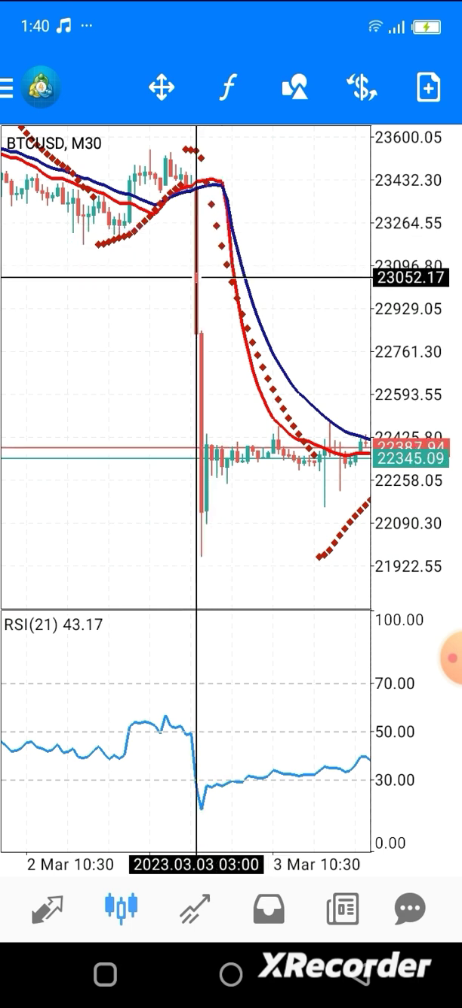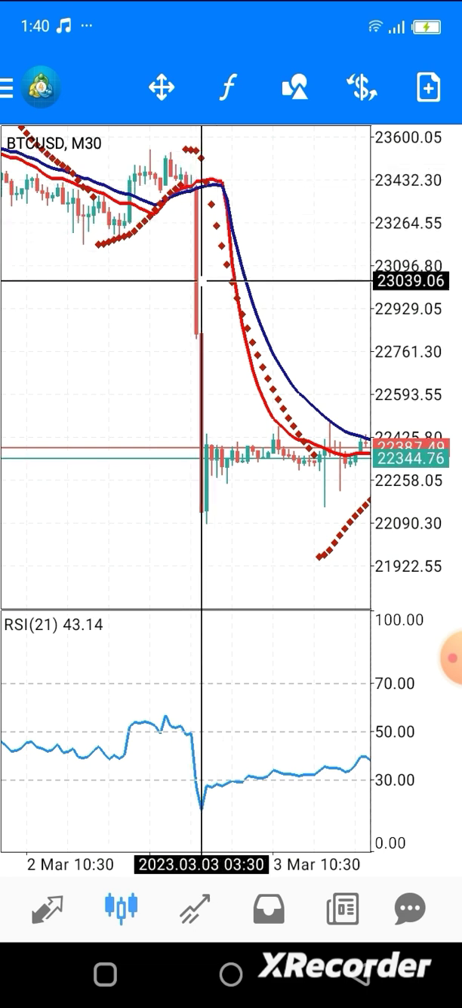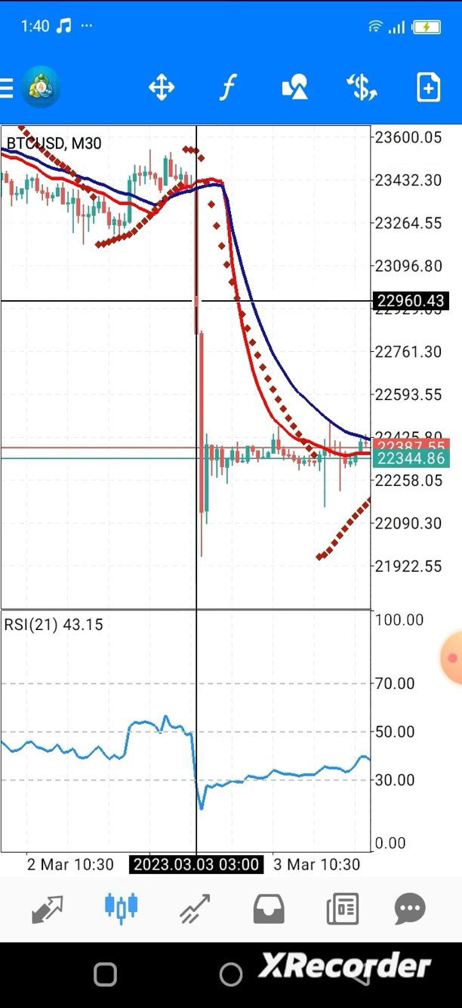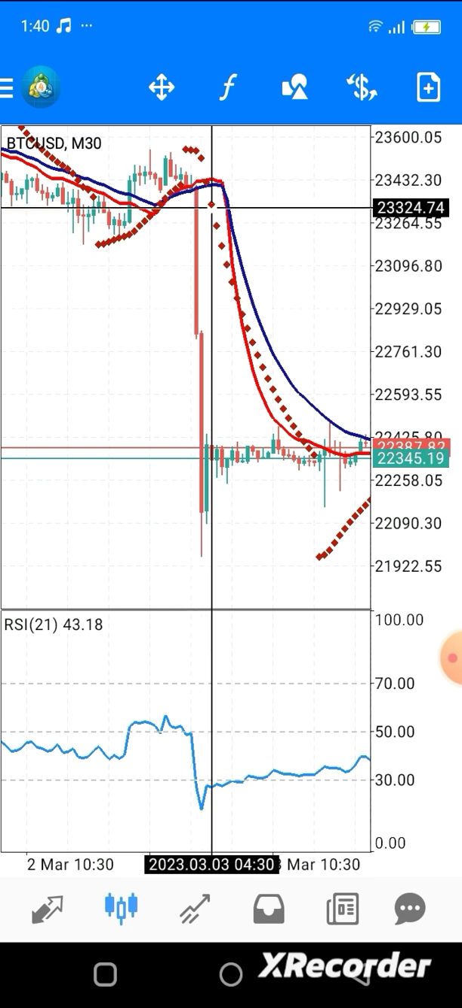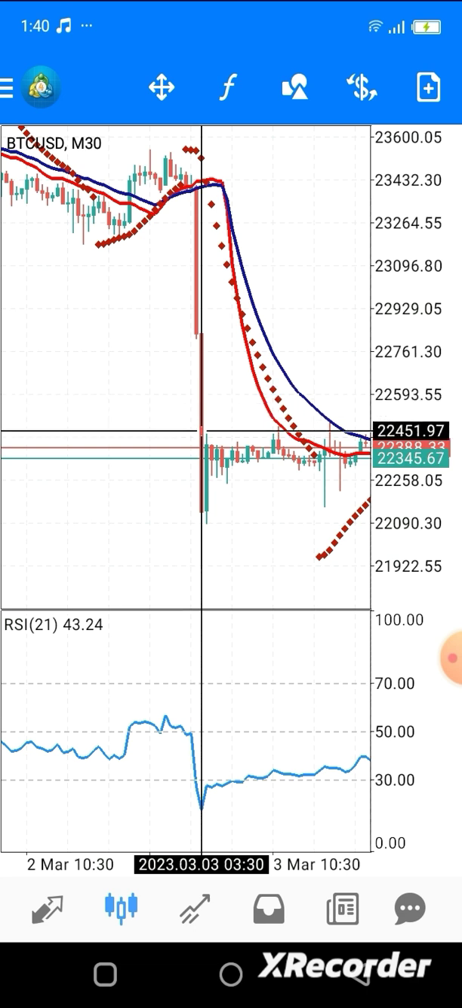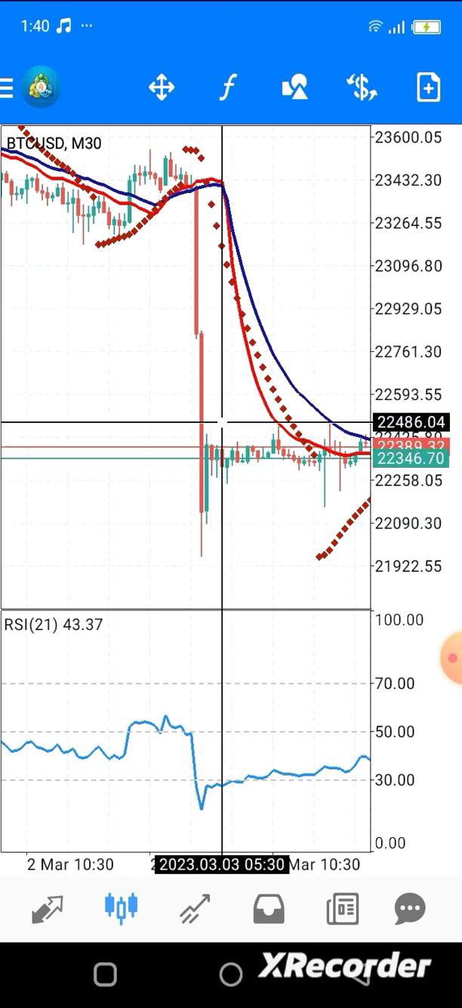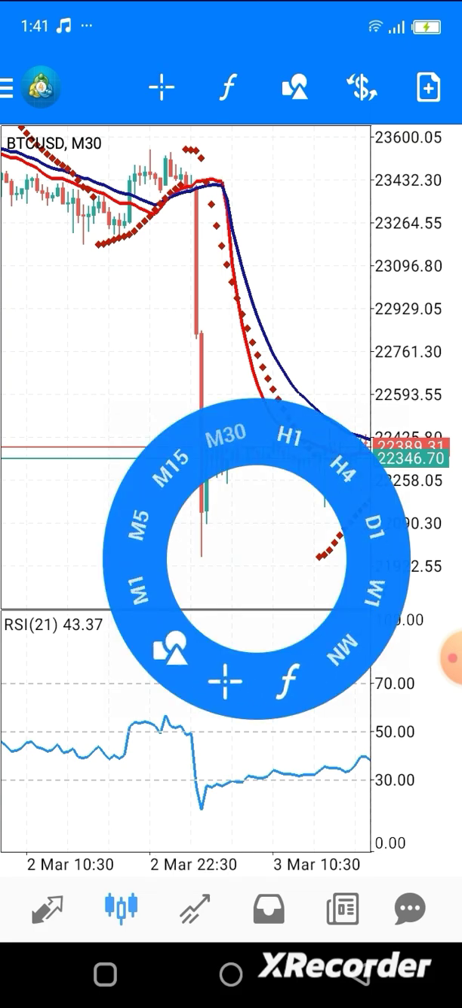So if you are using 15 or 5 minutes time frame, before this big candle, you will have made a lot of profit. Before this big candle, you would have been in the market, set your stop loss, and waited for the market to fall. As you can see, look how BTC fell days ago. Let's go to 5 minutes time frame and see.